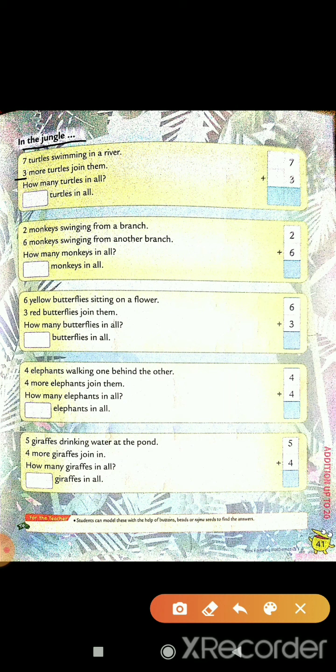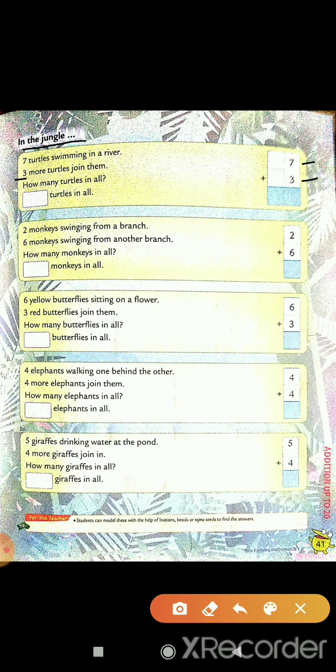So, 7 turtles were swimming and 3 more turtles joined them. So to find out how many turtles in all, we need to add 7 and 3 together. Students, if you remember number combinations well, you can use that number combinations here. Or you can also add by counting forward.